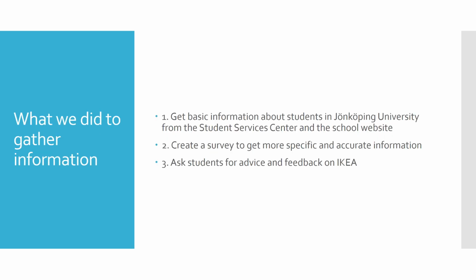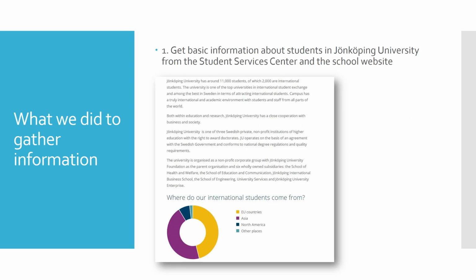Now my part is to introduce what we did to gather information. We basically did 3 steps. The first step was to get basic information about students in Yonshu University, like the total number of students, the number of international students, and where they are from, etc. We got this information from the Student Service Center and also found some of it on the school website.